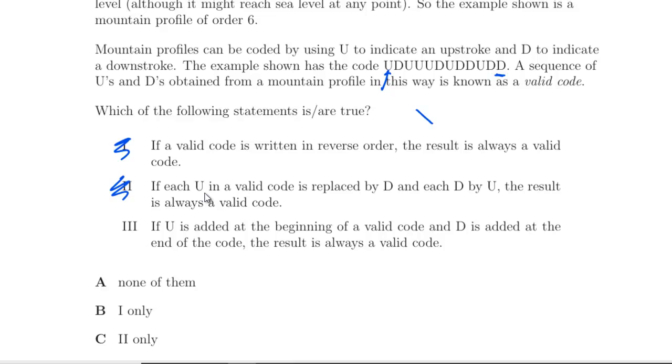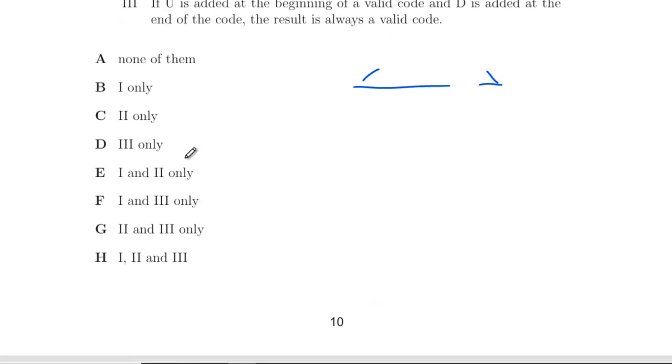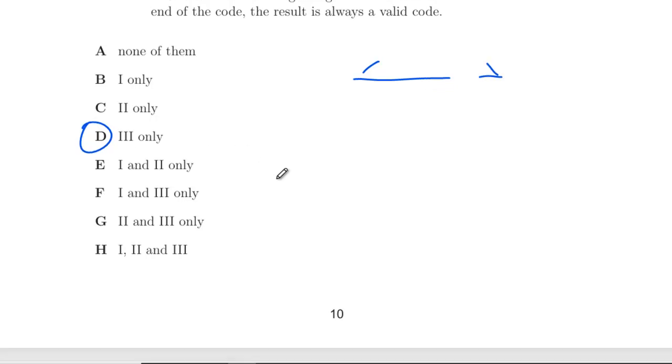If U is added to the beginning of a valid code and a D at the end, then the result is always a valid code. Well, yeah, it would be. You get a profile and you add an up at the start and a down at the end, you don't have any problem. So it's going to be just 3, which is D. That was a lot of reading for what was a fairly simple question.